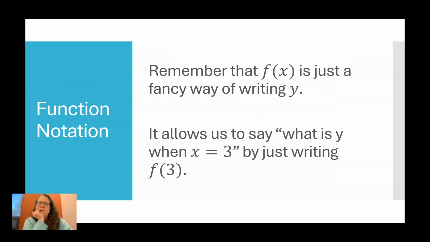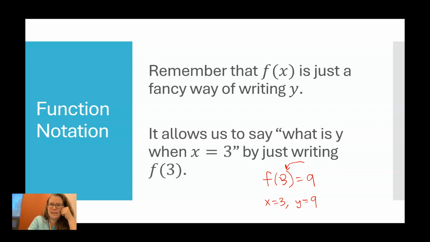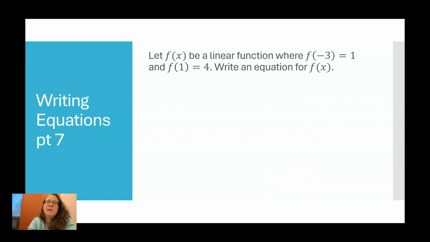You will also see problems using function notation, and I just wanted to remind you that function notation shows us, if f of 3 equals 9, all that means is when x is 3, y is 9. It's just telling us the x coordinate right inside of the y coordinate. So if you see a linear function where f of negative 3 is 1, that means I have the point negative 3, 1. And f of 1 is 4, so I have the point 1, 4.